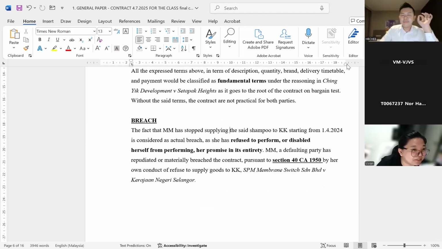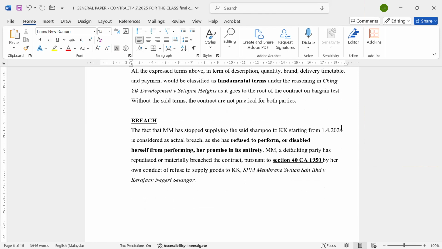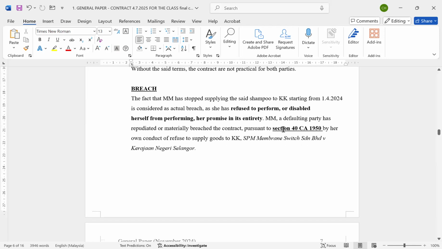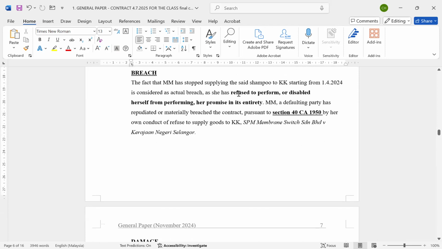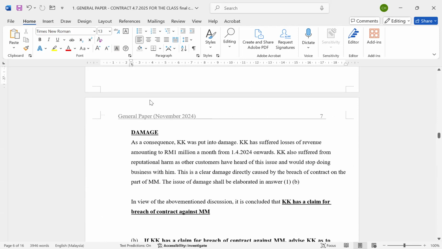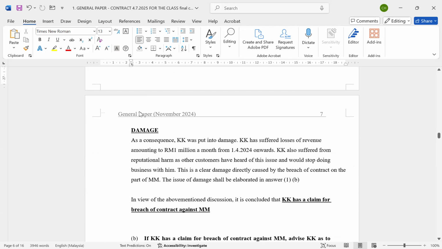Okay, we'll go on. The breach has occurred, and this is a fundamental breach, because MM no longer supplies any shampoo to KK, pursuant to Section 40 of the Contracts Act 1950. So this is reflected by her own conduct to refuse to supply the goods to KK. And you can refer to one case, SPM Membrane Switch against Kerajaan Negeri Johor. As a consequence, KK was put into damage.